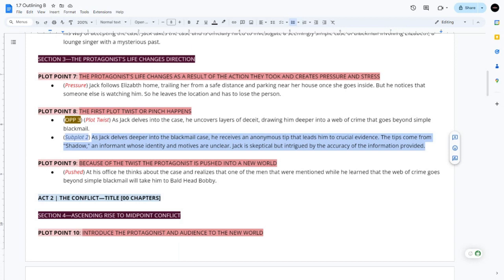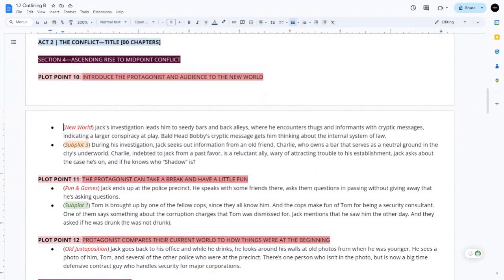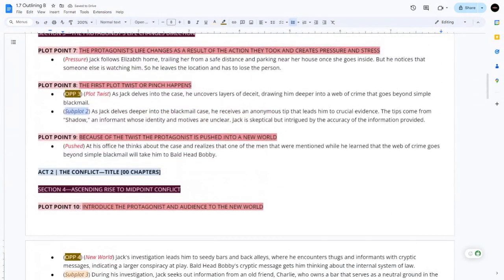Now, the original plot point four was Jack's investigation leads him to seedy bars and back alleys where he encounters thugs and informants with cryptic messages. All right, so let's see where I put that. Right here. Boom. That becomes the new world. So this is the fourth. I added a plot point nine between those two. And this is where he goes back.